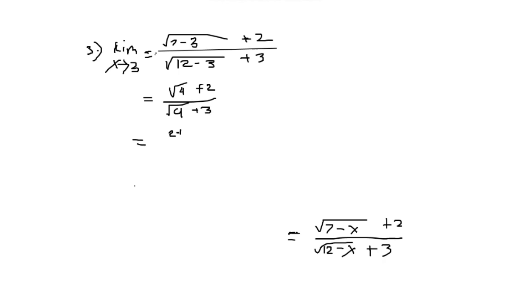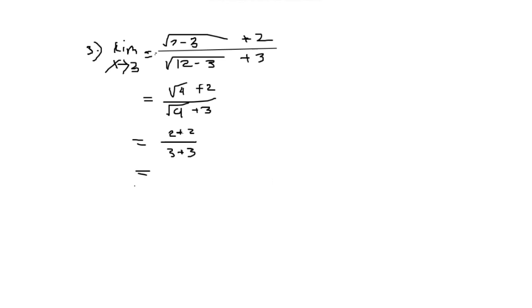Okay, so basic na to. Square root of 4 is 2 plus 2, square root of 9 is 3 plus 3, and we got 2 plus 2. What is 2 plus 2? It's 4. So now we got 3 plus 3, which is also 6. So wait, I did write 9 for some reason. I'm going to change this. There you go. So 6.